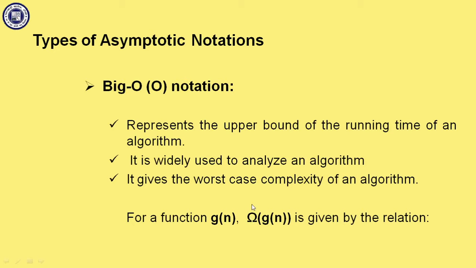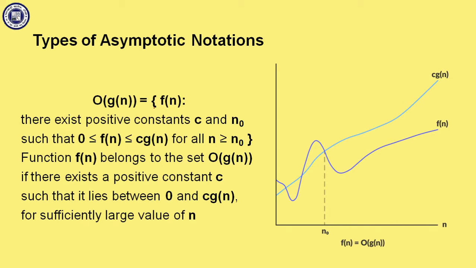it will be big O. So for a function g of n, big O of g of n will be given by a similar relation, that is f of n, where there exist positive constants c and n0 such that f of n will always lie between 0 and g of n multiplied by the given constant for all the values of n which are greater than or equal to n0.